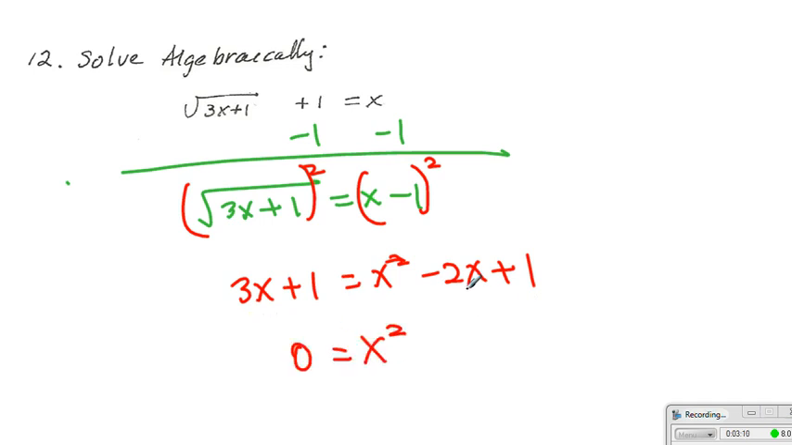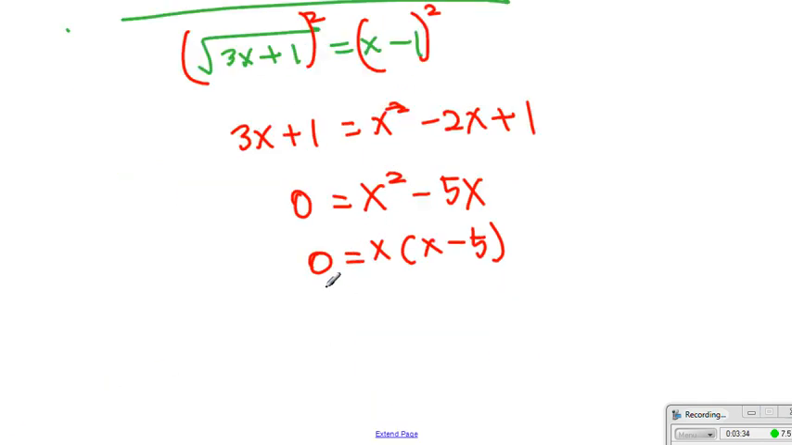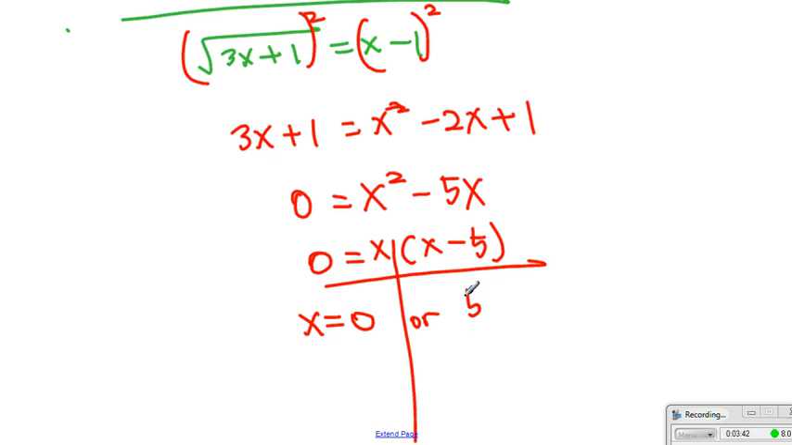Now, bring everything onto the other side, so we get 0 equals x squared. When you subtract 3x from each side, we get negative 5x, and subtracting 1 gives 0, that's it. Obviously we can factor this with x, and x minus 5 will be equal to 0. Then when you work this out, x will be equal to 0 or 5.